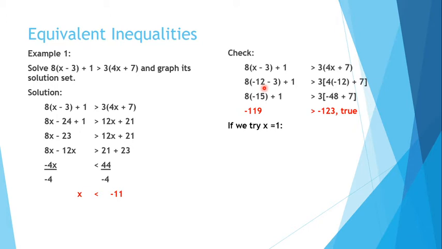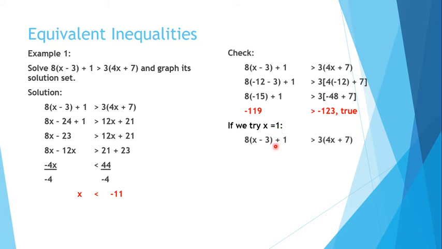Now class, what if we try 1? So let's say that x is equal to 1. As we all know, 1 is greater than negative 11. Since what we needed for x is less than negative 11, 1 will surely not satisfy our inequality. But to check whether 1 will really not satisfy our inequality, let us substitute x with 1, and then see if the statement that comes out is true.